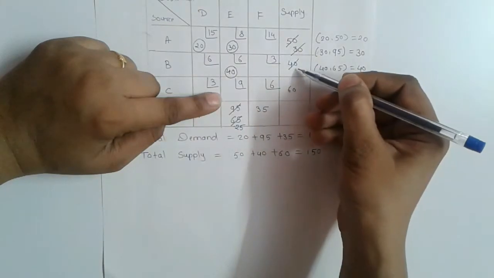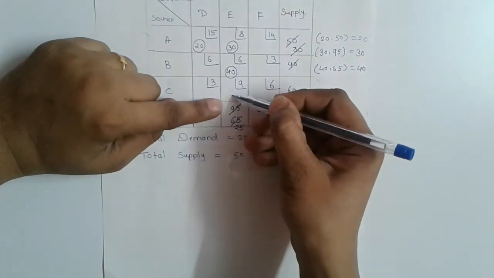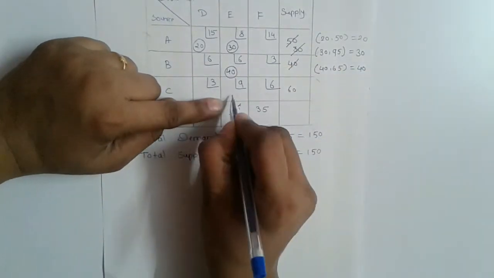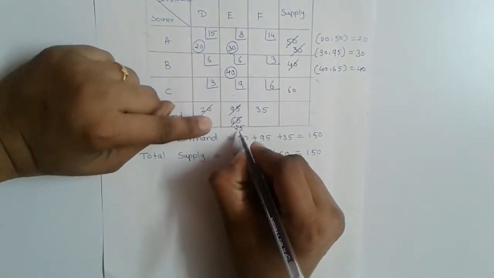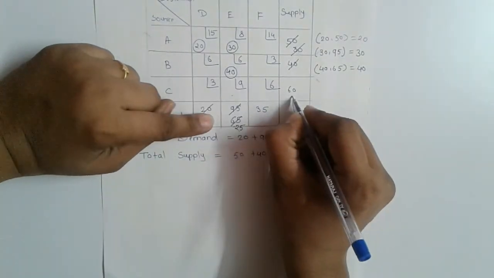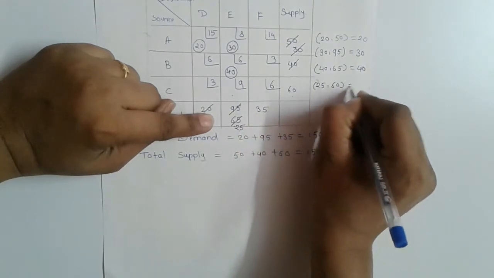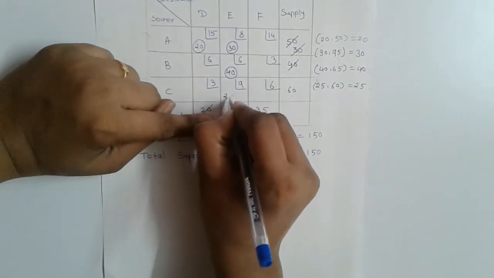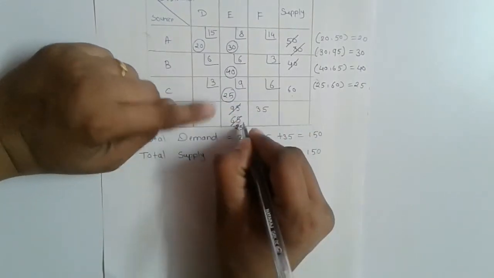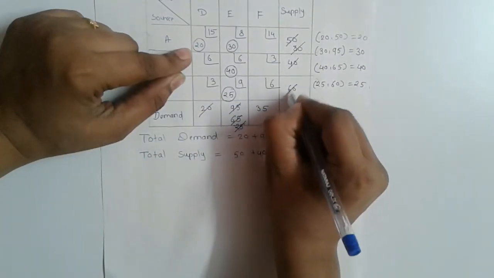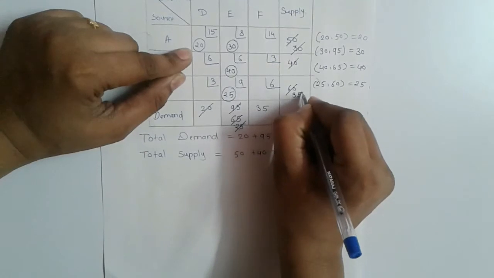So as the supply is exhausted, we move towards the next cell in the same column, that is to this cell. Here the demand is 25 units and the supply is 60 units. So minimum of 25 and 60, that is equal to 25 units, allocate here. Demand is exhausted and supply remains 35 units.